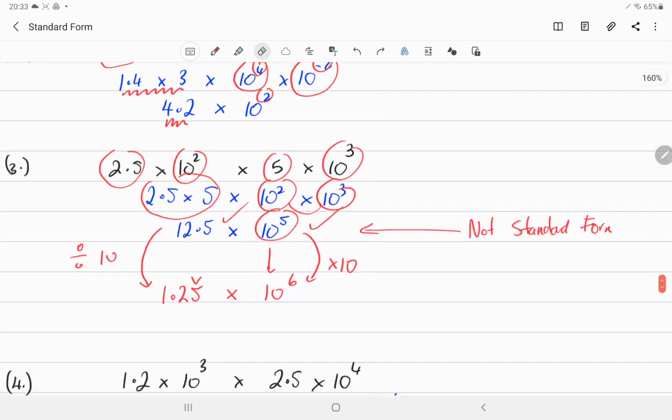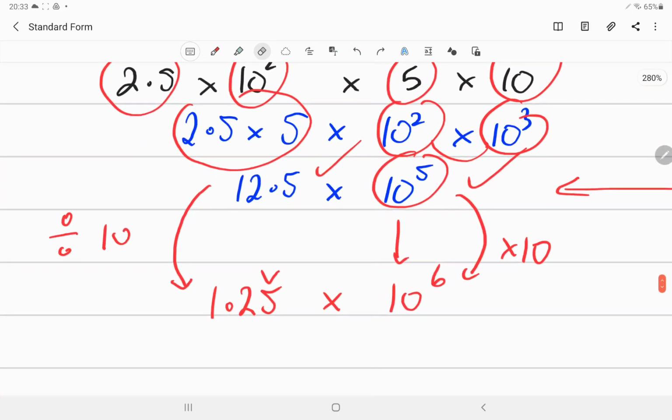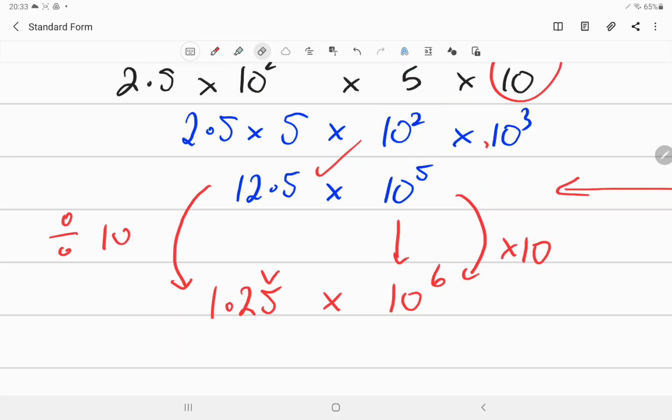So what we need to do is, I'll just zoom in here. Just get rid of all these red circles and ticks.